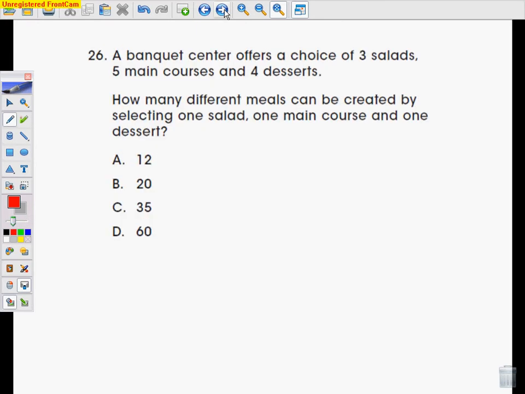Number 26. A banquet center offers a choice of 3 salads, 5 main courses, and 4 desserts. How many different meals can be created by selecting 1 salad, 1 main course, and 1 dessert? Well, here there's a couple ways you can do the problem. One way that I'm not going to show you is actually to make a tree diagram, where you could say, okay, there's 3 salads, draw those out, and then from those draw 5 main courses, and from that draw 4 desserts. Easiest way to do this problem is actually what we call the counting principle.